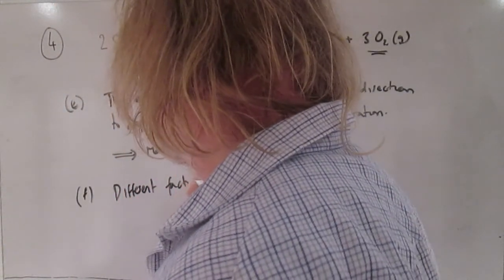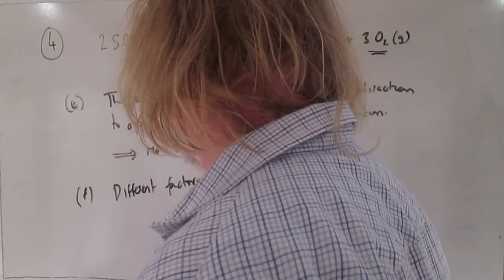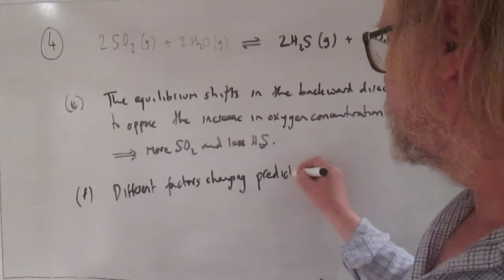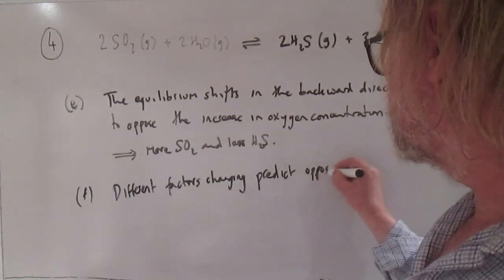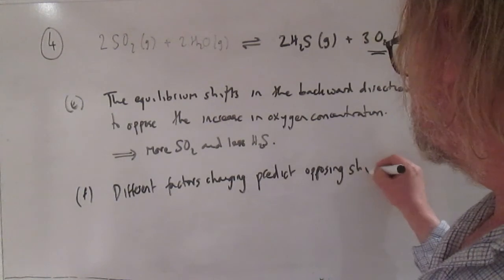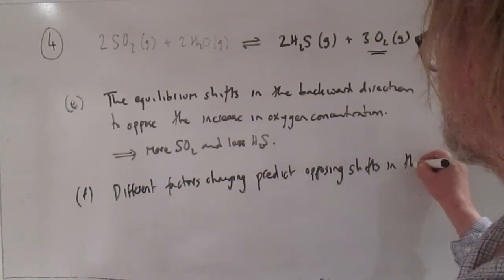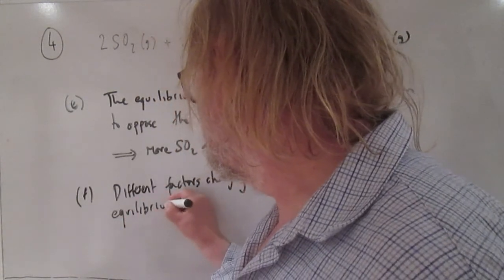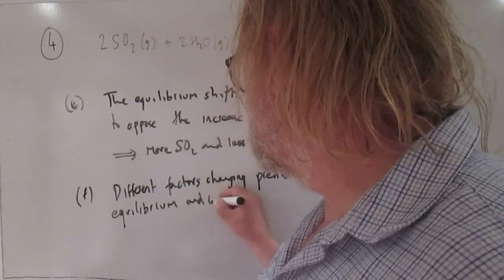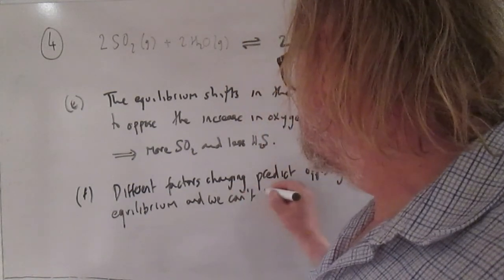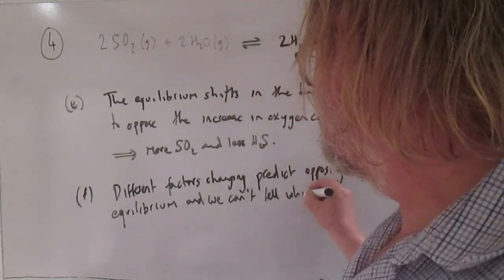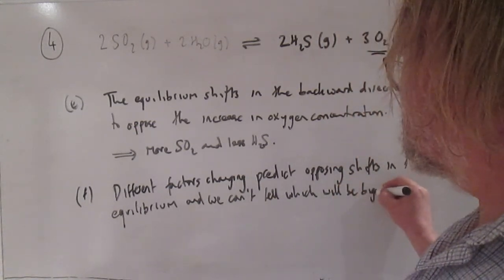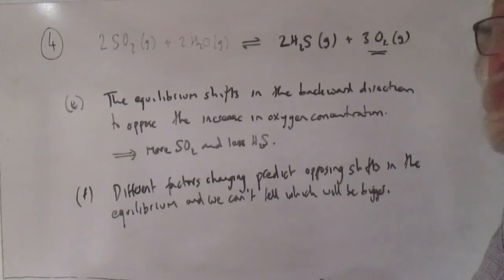Okay, so you can say that different factors changing predict opposing shifts in the equilibrium, and we can't tell which will be bigger. So we can't tell what the overall direction of change will be.